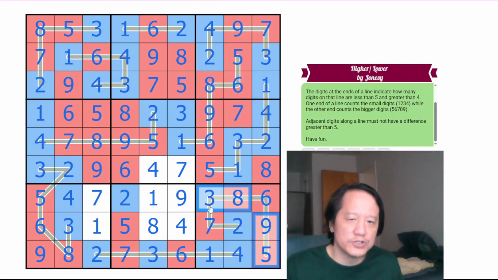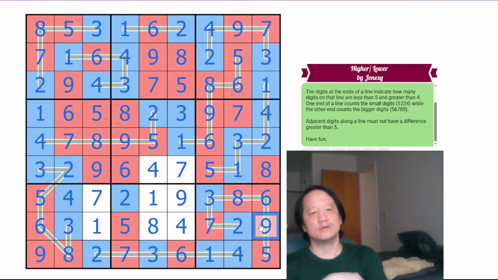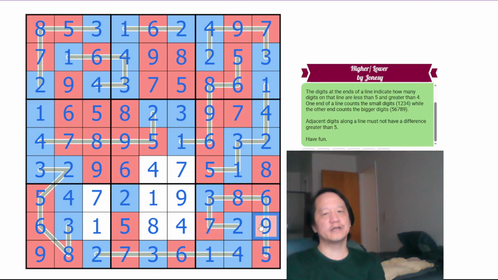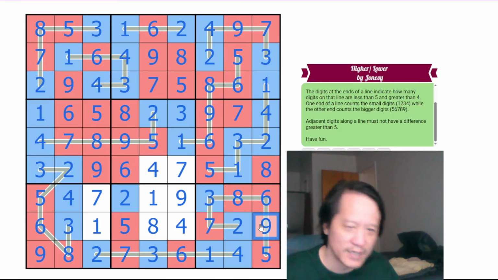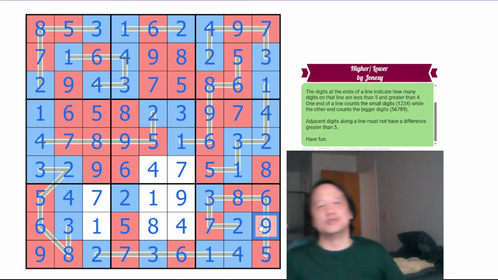And that's the solution. Pretty straightforward, I feel. I was kind of curious how these higher lower lines would work. I think this is the first time I've ever seen this clue before. Feels like it's pretty restrictive, but I guess with longer lines, you could potentially have longer sets, right? It feels very similar to Whisper 5 lines in a sense. It's like reverse Whisper 5 lines, I guess. I don't know, it's kind of interesting.